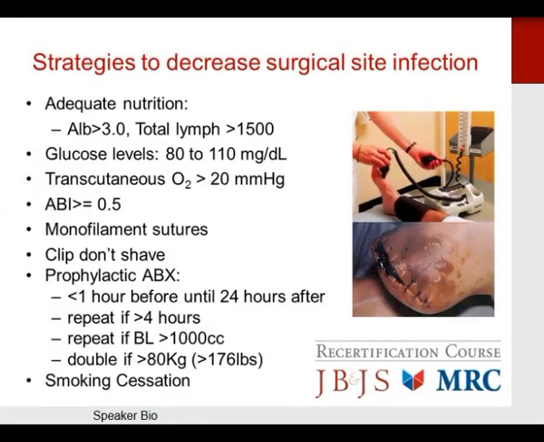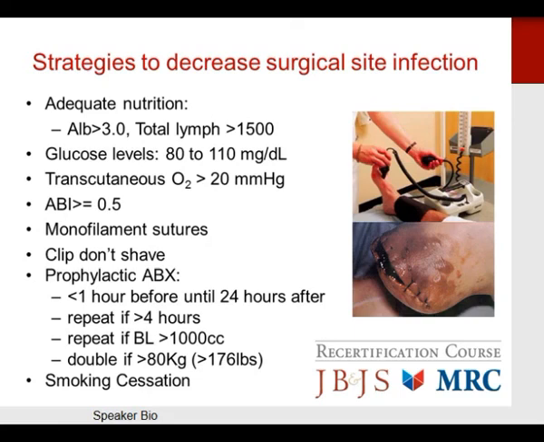This is kind of a busy slide, but it's important, I think, to recognize the strategies which may help to decrease surgical site infection. Again, it's very important to maintain adequate nutrition, as labeled by these labs here. It's important to keep glucose levels within normal parameters. It's for patients here to determine whether you're going to do extremity surgery on.